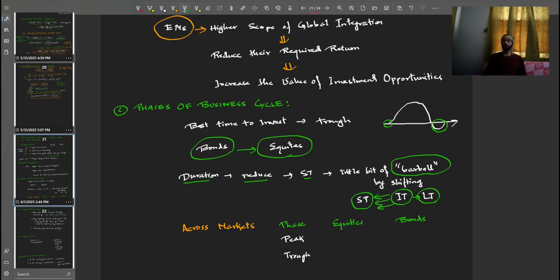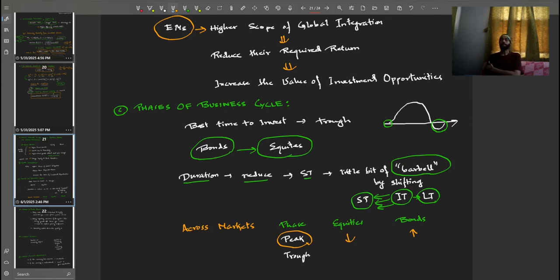So it is very important that an analyst or an asset manager understand what phase that specific country or that specific currency or that specific market or state is in before deciding what is going to be the allocation in equities, bonds and other assets. For example, let's say if a currency or a market or a country is in peak condition, then it is better to reduce the equities and increase the bonds.